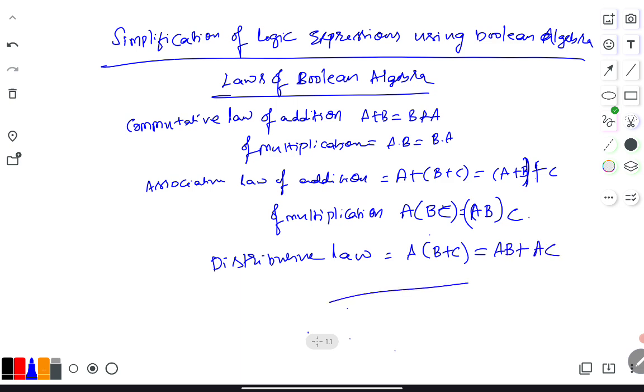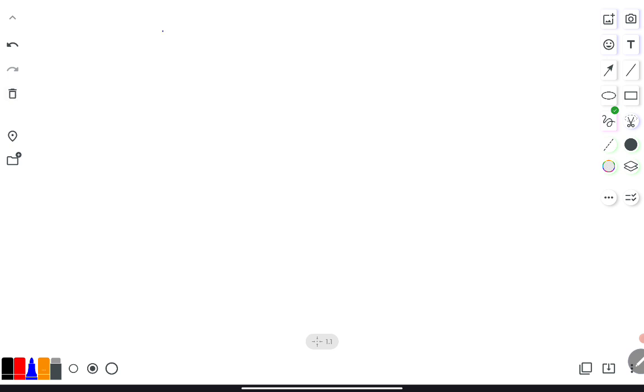These are the laws of Boolean algebra, and we also have some rules. Now I will write the rules of Boolean algebra. Very, very important. First rule, rule number 1.